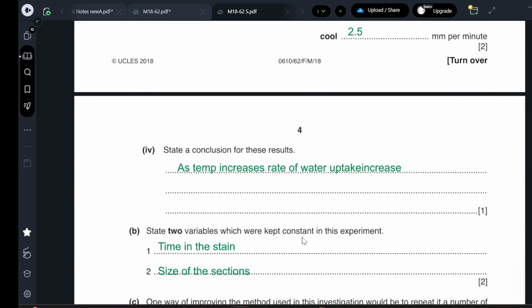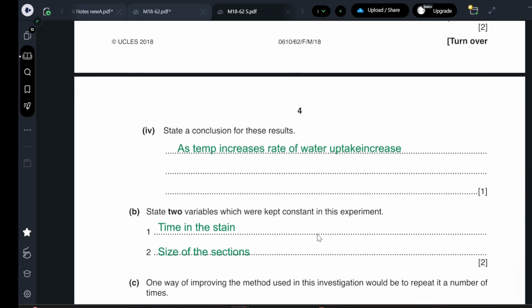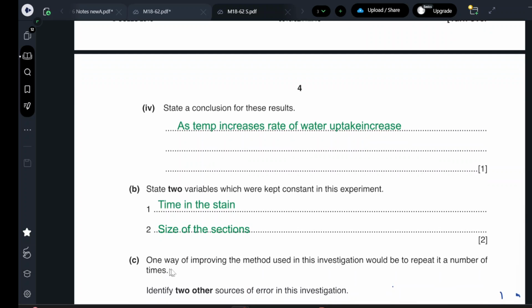Controlled variable is the variable that I kept constant. I left them in the stain for the same time, 10 minutes. Size of sections were the same. Type of plant was the same. All of these. Okay. One way of improving the method would be to repeat.